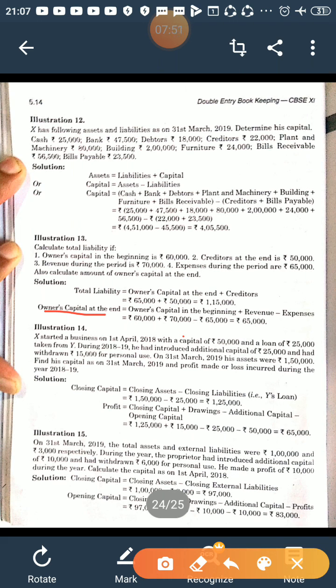So at the beginning 60,000, this balance is given, and 60,000 at the beginning plus profit. So profit can be calculated by revenue minus expenses. So revenue during the year is 70,000 minus expenses incurred during the year 65,000. After calculating this, you got to know that the owner's capital at the end is 65,000.